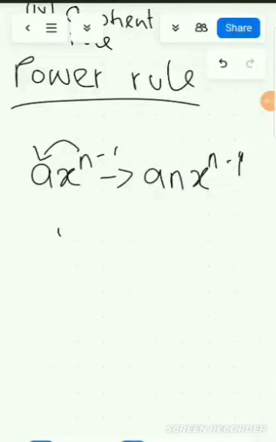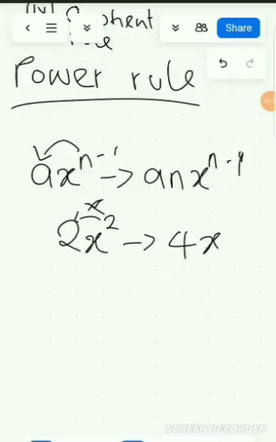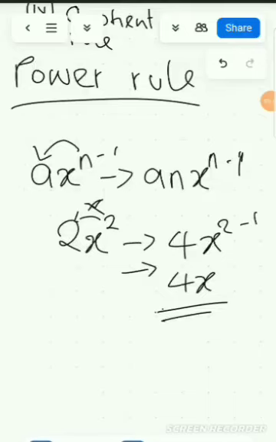For instance, we have 2x to the power 2. This will simply be equal to 2 times 2. So this 2 multiplies that. These 2 multiply. That will be 4x to the power 2 minus 1. So this will be equal to 4x. It is as simple as that.